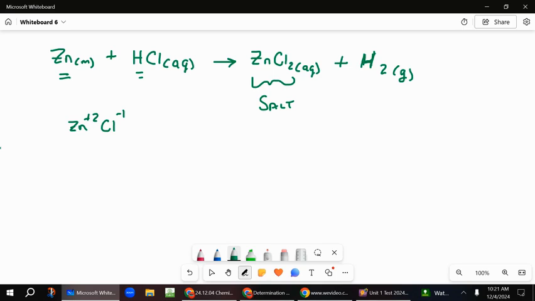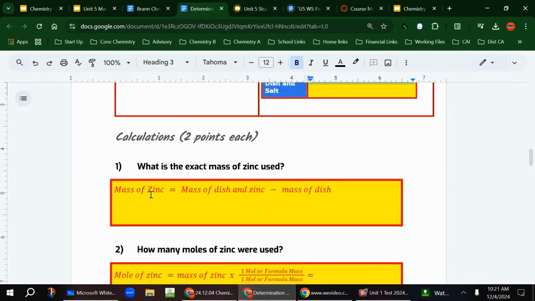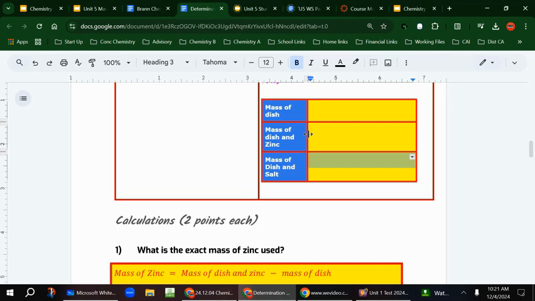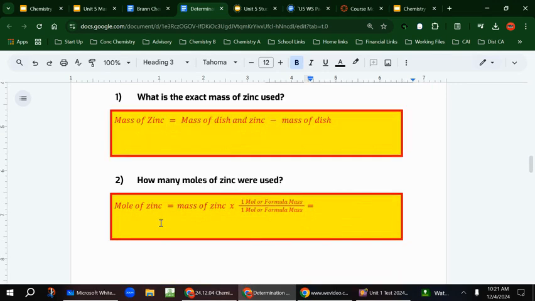All right? So, that is the salt that is in there. So, to find the mass of the zinc, you take the mass of the dish and the zinc minus the mass of the dish. These first two, you should be able to calculate the mass of zinc. That number then comes down into this formula here, the mass of the zinc.